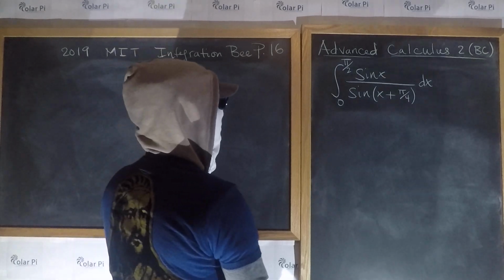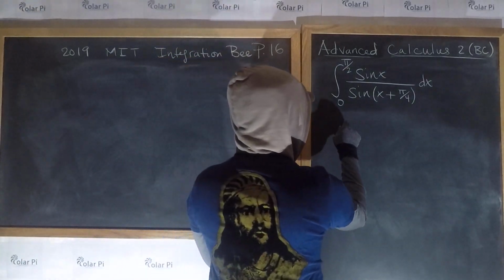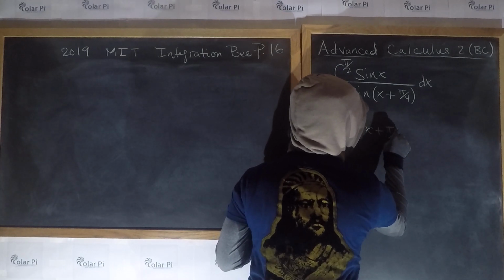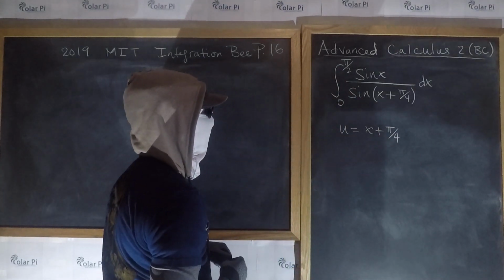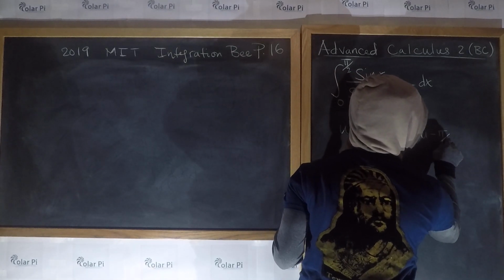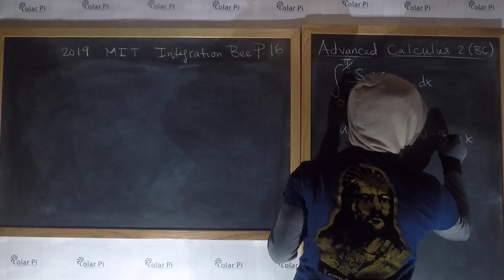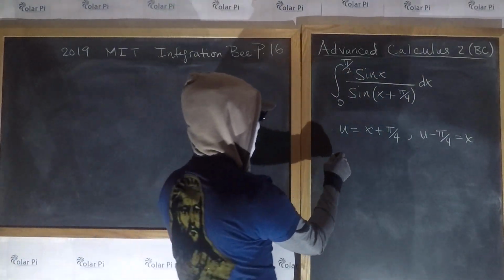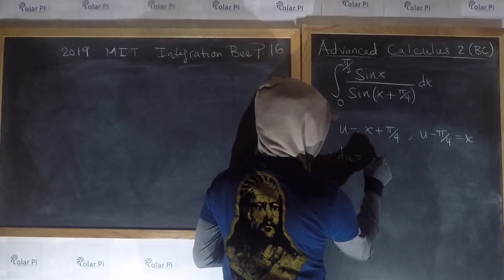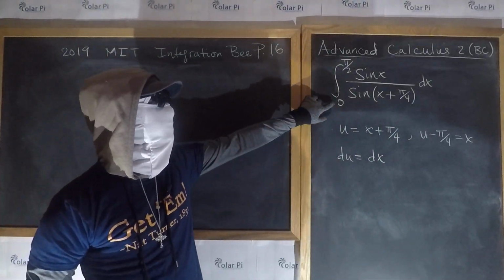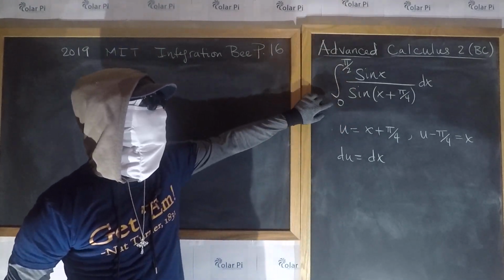Okay, so to start, let's let u equal x plus pi over 4. Then first notice that u minus pi over 4 is equal to x, and we'll need this, right? And also notice that du is going to simply be equal to dx, right? In addition, the limits of integration are going to change.